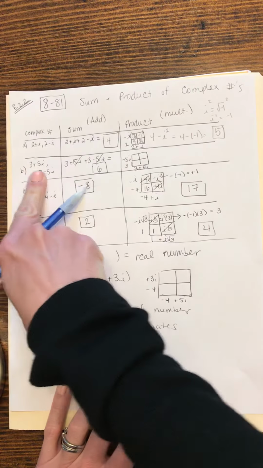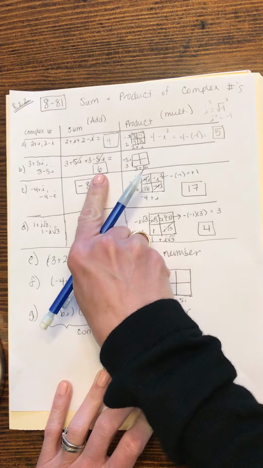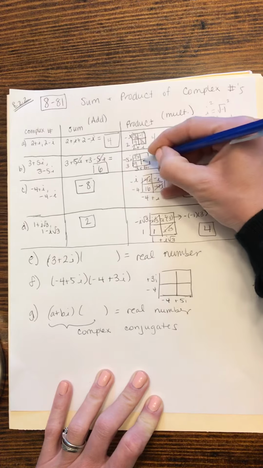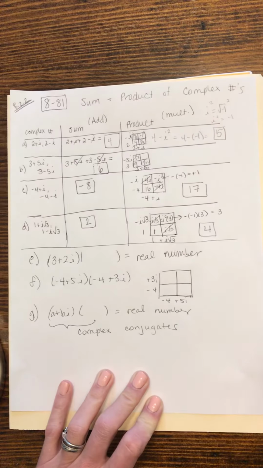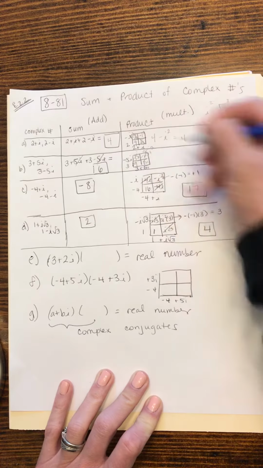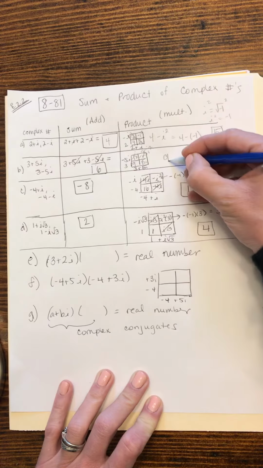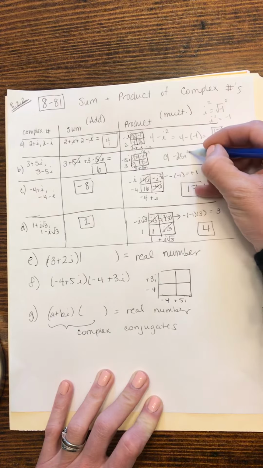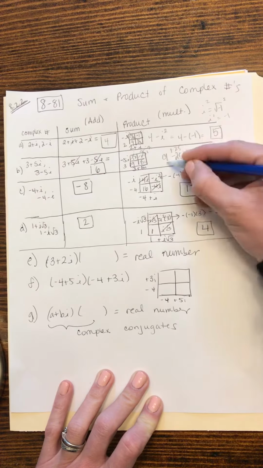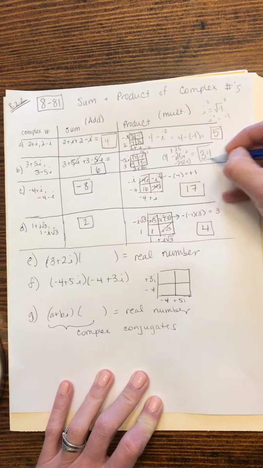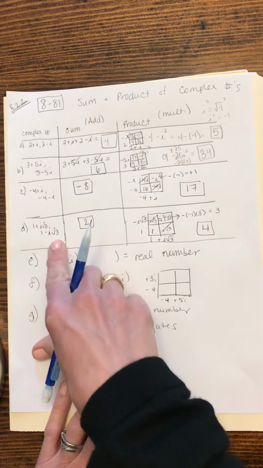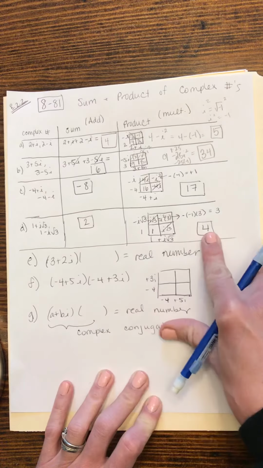So then for letter B, when I find the sum and add them up, I get 6. When I find the product, I get 9 minus 15i plus 15i, minus 25i squared. So it's 9 minus 25i squared, which turns into a plus 25, because it's like 25 times negative 1. So 9 plus 25 is 34. Then as you see for part C, the sum is negative 8, the product 17. Then for part D, the sum is 2 and the product is 4.